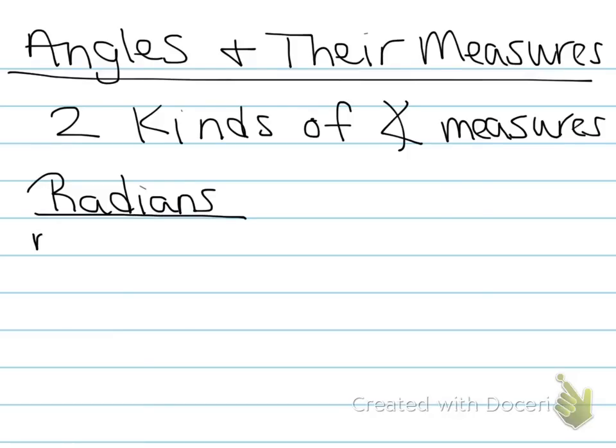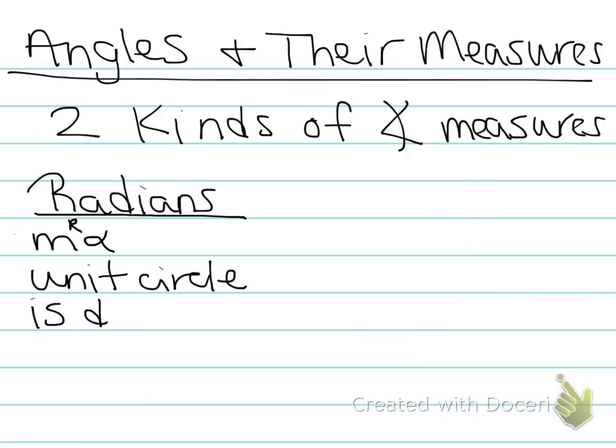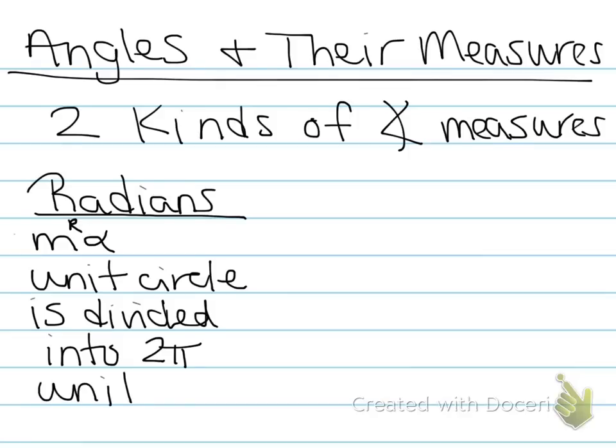and we denote radians as the measure of angle alpha in terms of radians, and that is where our unit circle is divided into 2 pi unit arcs.